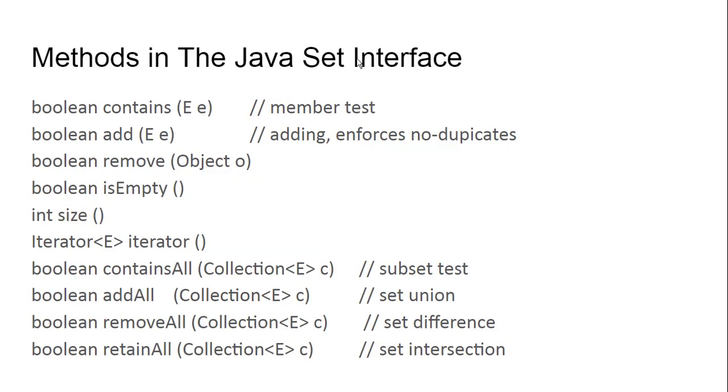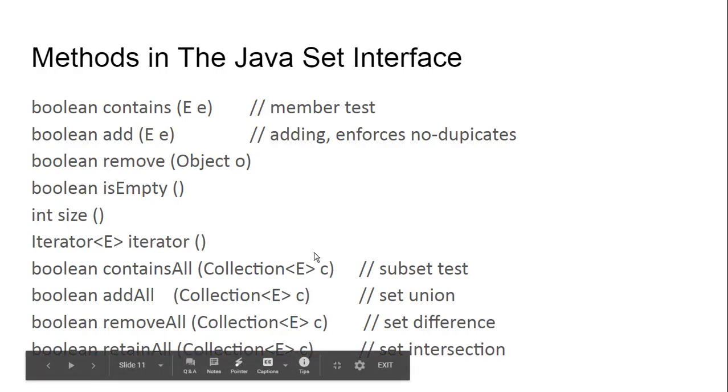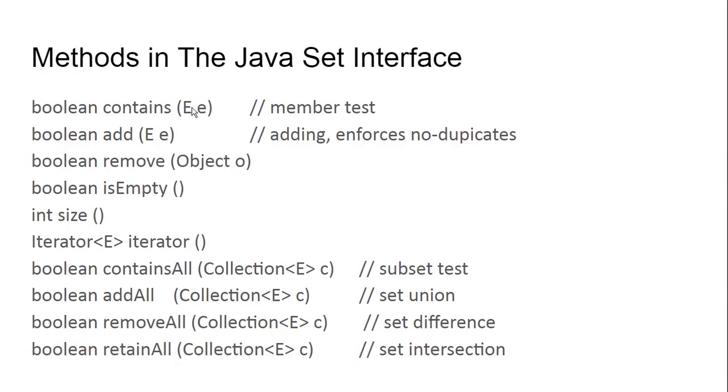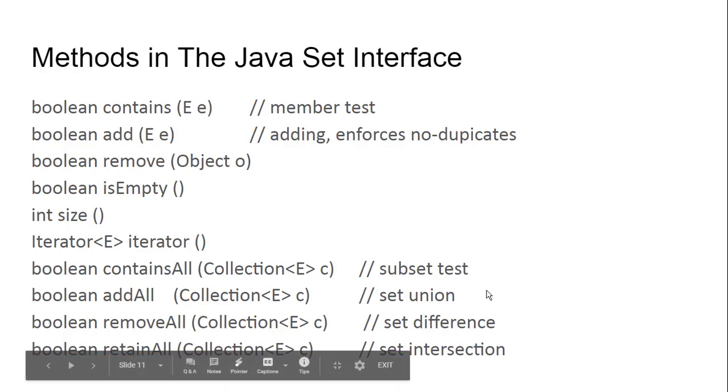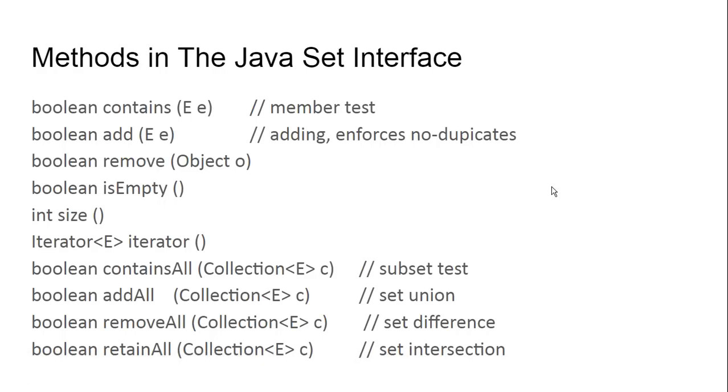So the Java set interface has these methods that are useful. So you can look at the Java library document to see the details. But yeah, so here are the things that support subset, set union, set difference, and intersection.